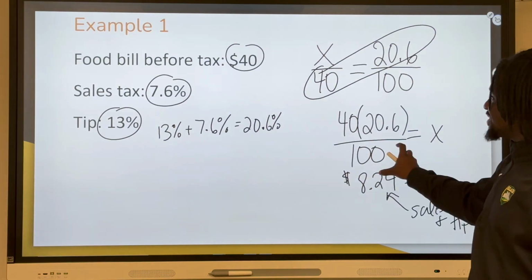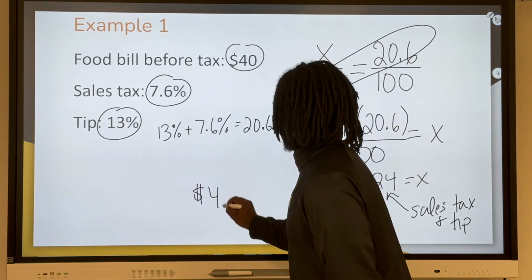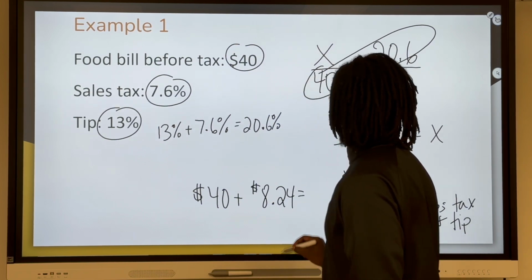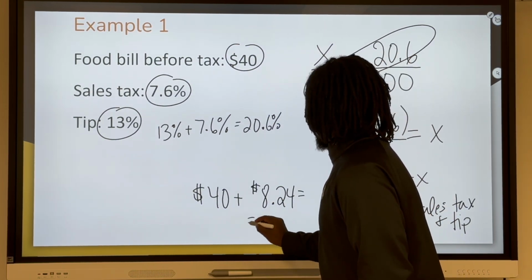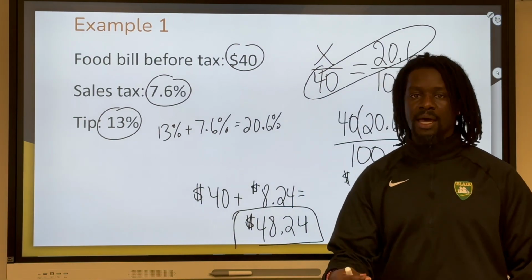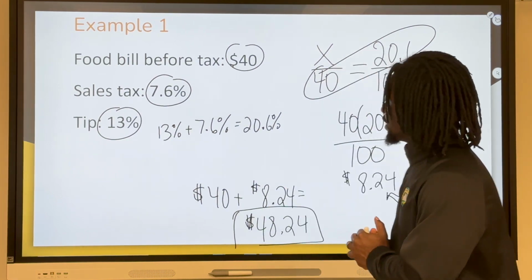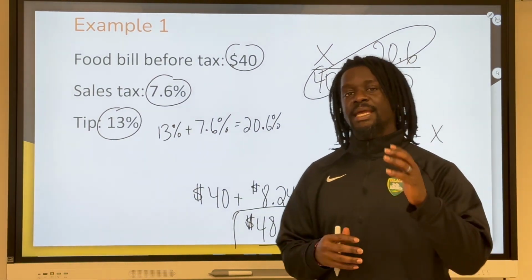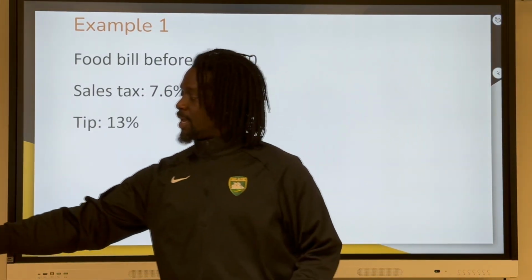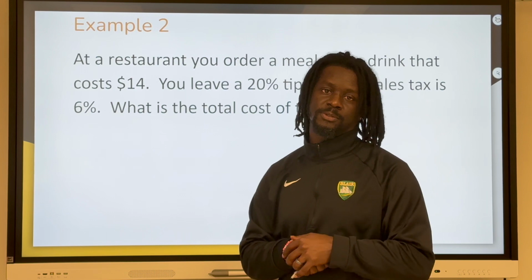And so then I'm going to take this and add it to my original price. So I'm going to take the $40 plus the $8.24, and that ends up giving me $48.24 as the amount after the sales tax and the tip. All right. I want you to pause the video and try to do example number 2 on your own. And then after you have done that, you can check your work by looking at the next one.